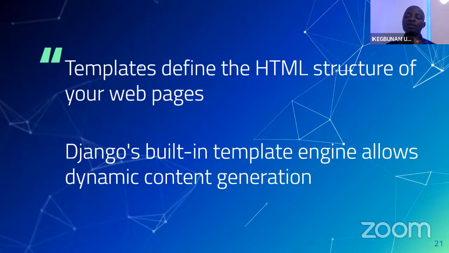So if you want to check if a user is authenticated, in most applications you have to do that at the back end and display it at the front end, which is your template. But the built-in template engine allows dynamic content generation. You can check if a user is authenticated right there in the front end by just saying request.user.is_authenticated. And this will return a Boolean value, either true or false. If it's true, the user is authenticated, otherwise not.